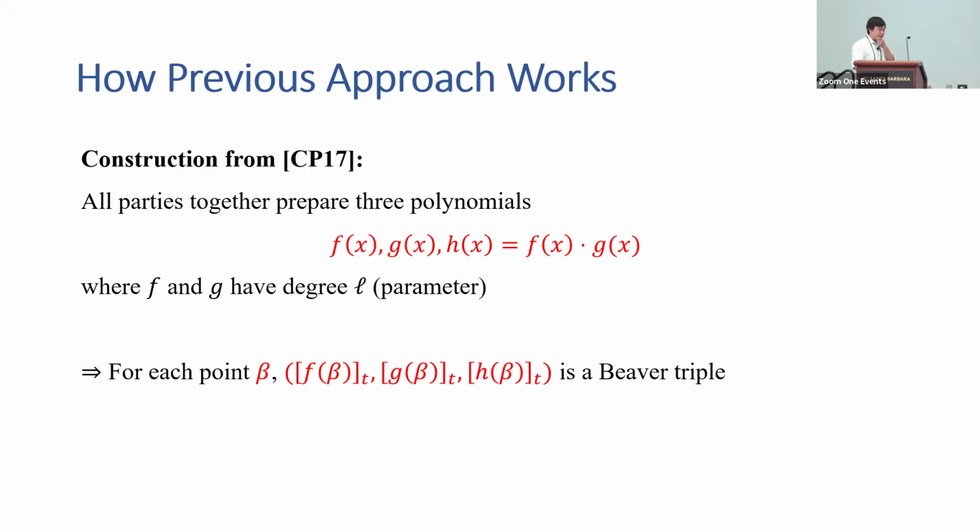So the prior work, essentially due to CP17, this is Choudhury and Patra, what they did was to generate together 3 polynomials in such a way that each evaluation, so F and G are 2 polynomials of degree, let's say L, and H is the product of F times G. And the idea here is that each evaluation of these 3 polynomials will be shared across the parties. So you can interpret this triplet of sharings as one shared Beaver triple, right? That's kind of the idea. And how does this work?